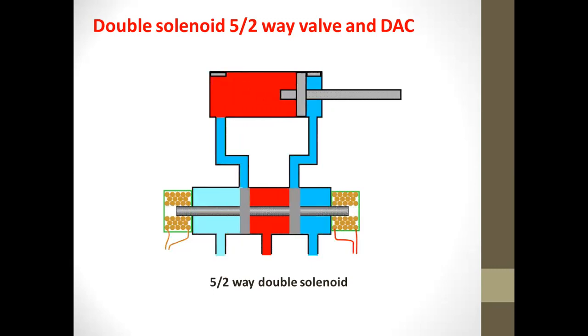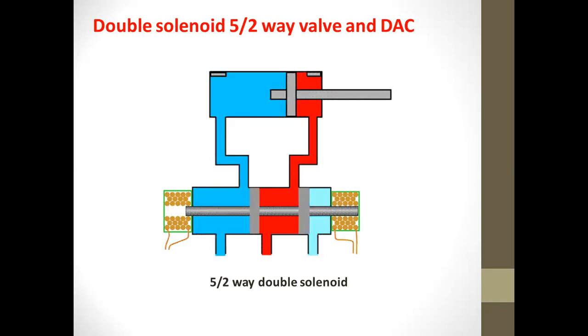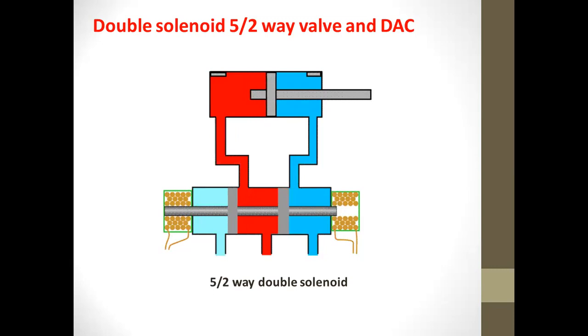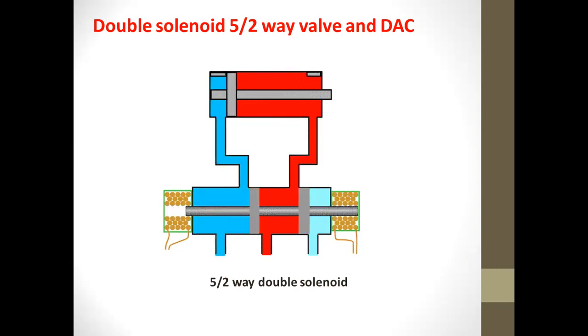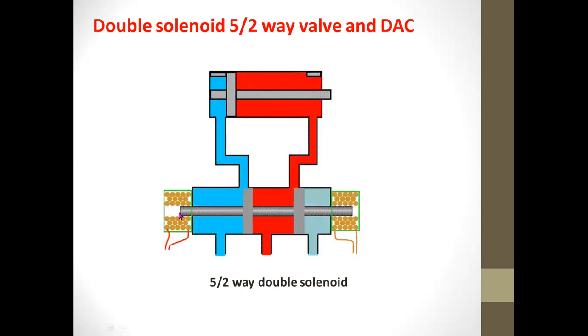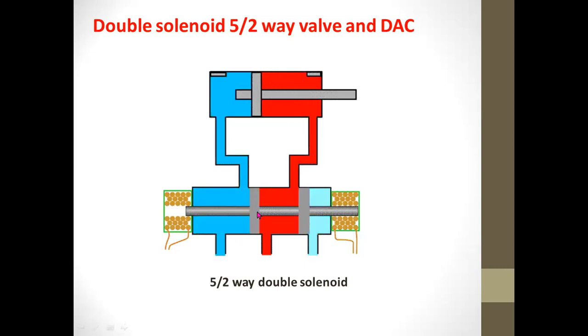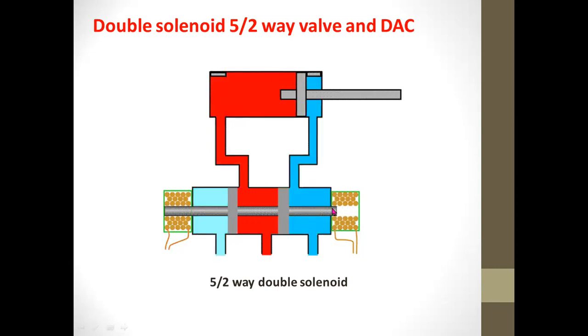But in the 5-way double coil or double solenoid, the plunger of the solenoid valve does not go back to the initial position. The only way for the plunger of the solenoid valve to be returned to the initial position or to the other direction is to attract it.